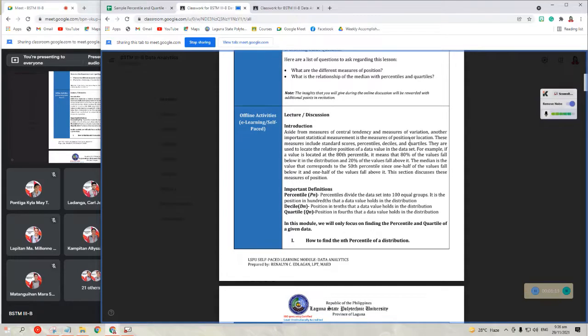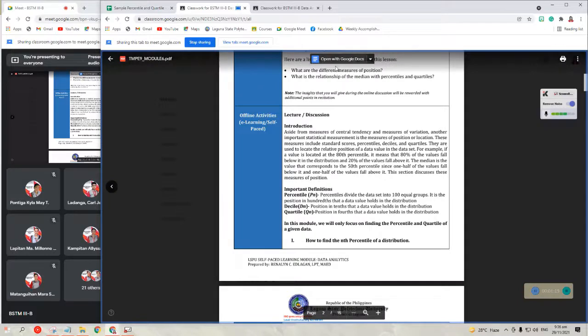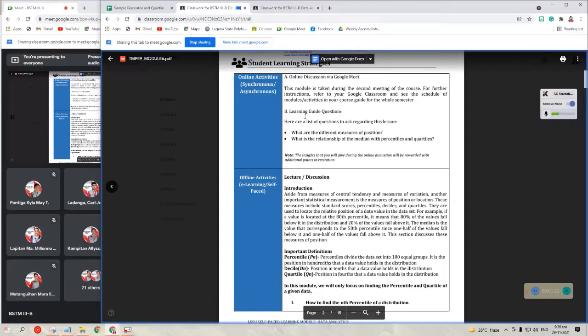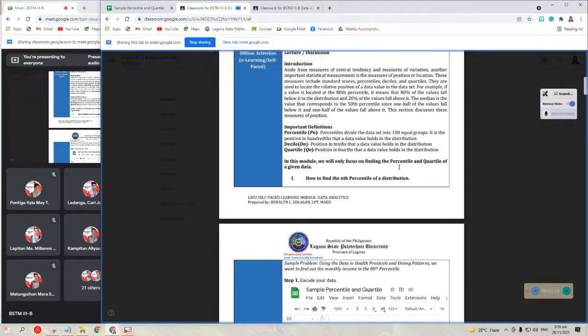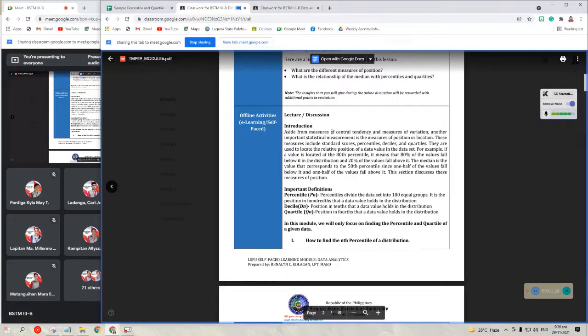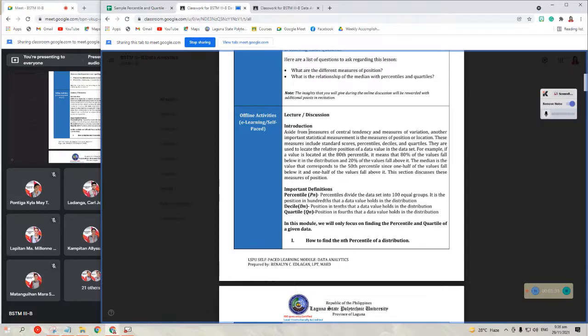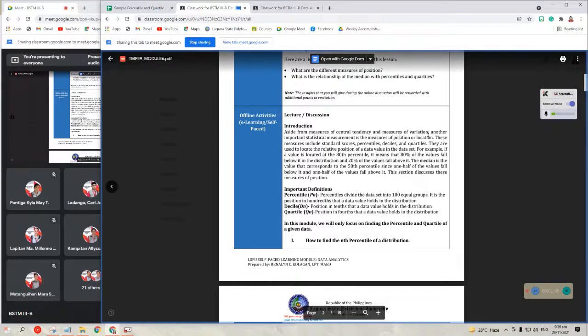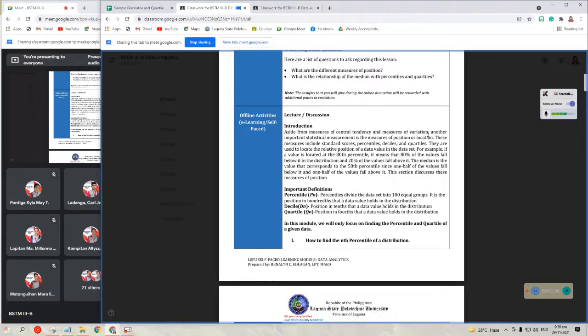May mga notes po ako inside the module, so pay attention dun sa mga notes because they will be your guides in answering the question. So, aside from the measures of central tendency na nai-discuss na natin before, yun yung mean, median, and mode, at saka yung measures of variation na i-discuss pa lang po natin on the next module, module number 7, meron po tayong isa pang importanteng statistical measure. Ito yung measures of position or location.